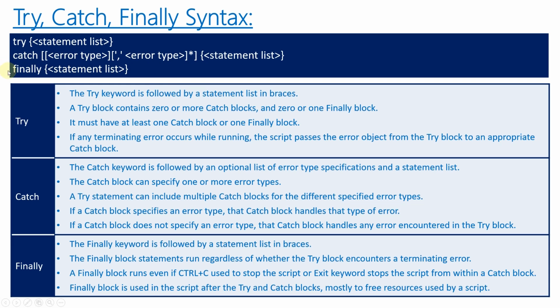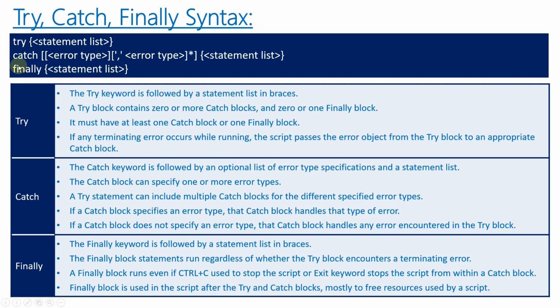The finally block is used mostly after try and catch blocks to free resources used by a script. For example, if we have used a database connection or any other resources which need to be cleaned up after the script execution, then we can write that logic in the finally block.